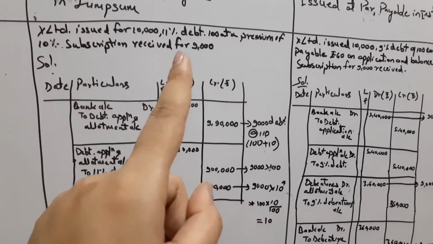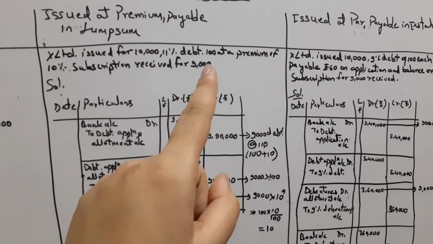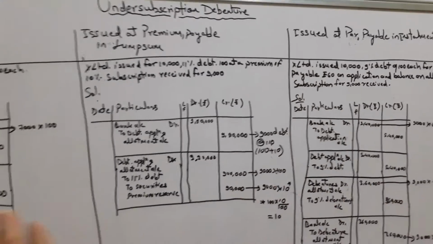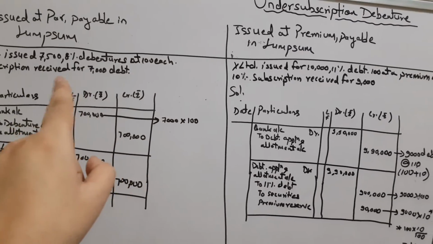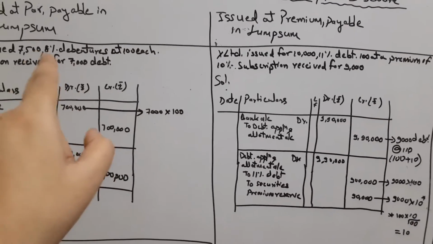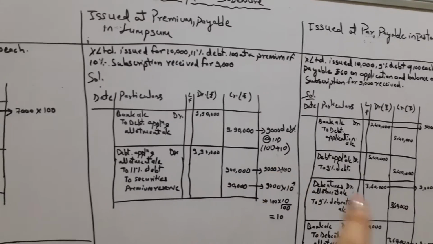And the premium amount is always calculated on the face value. The face value is 100, and the premium amount will always be calculated on face value. In each of these cases, the entire entry will always be based on how much you are receiving. The final subscribed debentures will always be taken into account for the calculation.